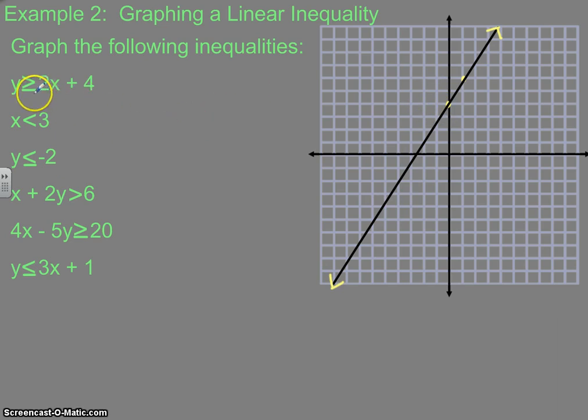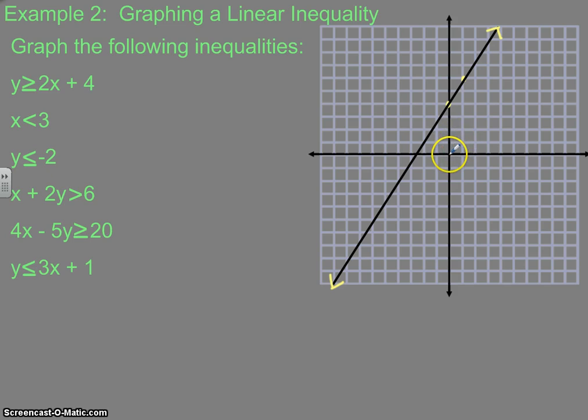Now, remember, this is greater than or equal to. This is a solid line, and some lines are not solid when we graph those, and we'll tell you why in a second. But this is a solid line because it has an equal to sign here. That means that every point on this line works in this equation. In other words, it makes it true, every point on the line. But there are also points that are not on the line that make this inequality true, and we've got to show that on the graph.